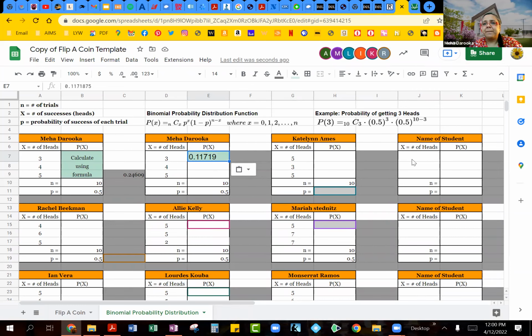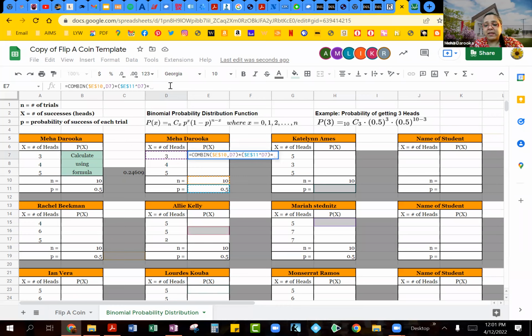This one has to be raised to, again, the number of heads. So I'm going to click on 3 again. So that's my P to the X portion. And if it helps, which it might be better to do it this way, go ahead and put this in parentheses so we know this is the P of X portion, then multiply again. And this is where we do the 1 minus P.